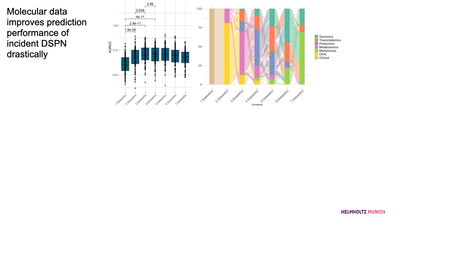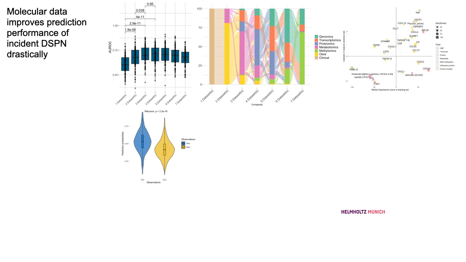This is the testing result of the incident DSPN prediction. The y-axis is the AUC value of the testing, and the x-axis is the different complexity of the data in the model. You can see that when we add more and more molecular features to the clinical model, we can increase the performance drastically, and the performance tends to saturate at three or four dataset complexity. Here we can see that most of the incident cases have higher prediction probability compared to the control, which shows the effectiveness of our models.